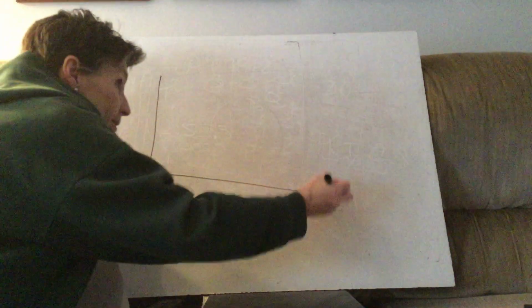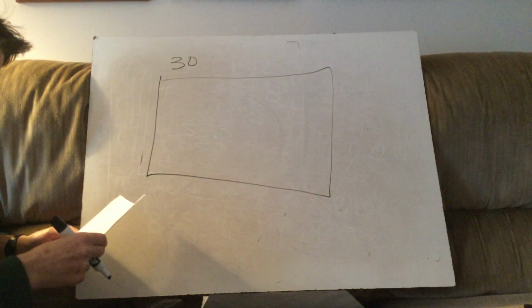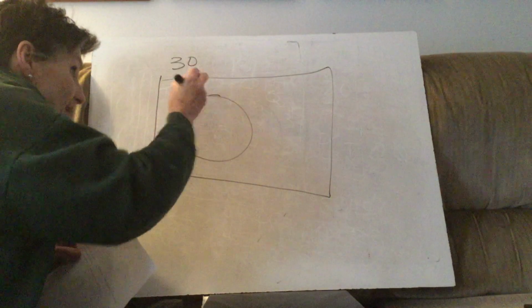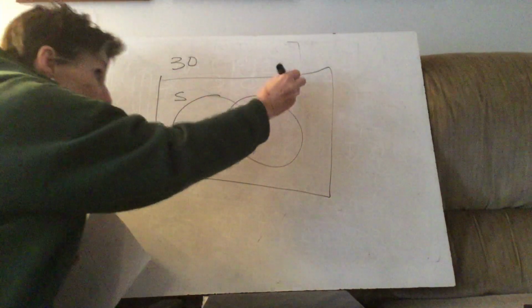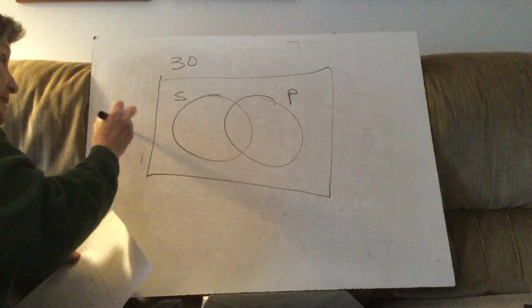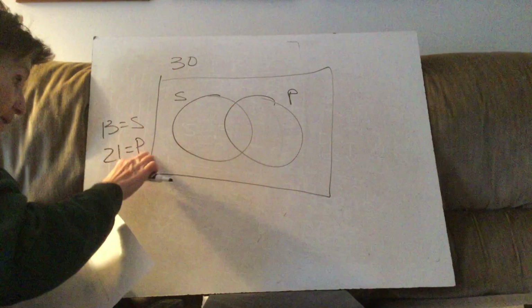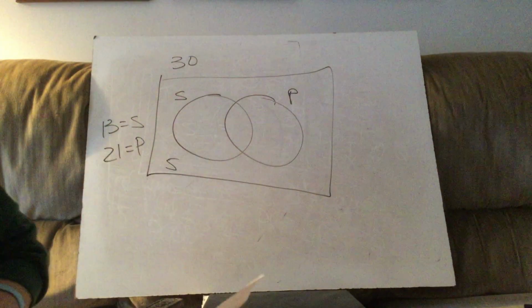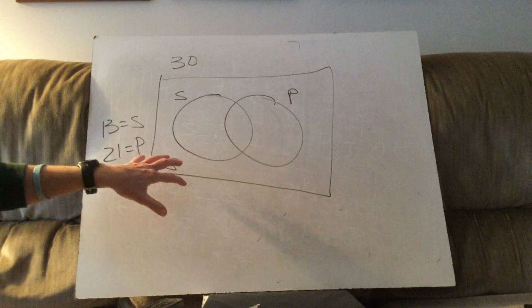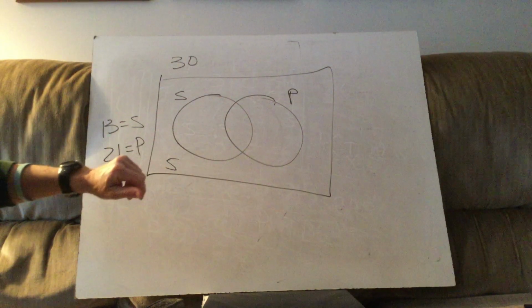Okay. Now we have 30 students in the cafeteria. And 13 buy a sandwich. So we got sandwiches, and we have pizza. So we have 13 buying sandwiches and 21 buying pizza. And 5 of them don't buy anything. So 5 of them are out here. They don't buy their lunch at all. They bring their lunch or whatever.